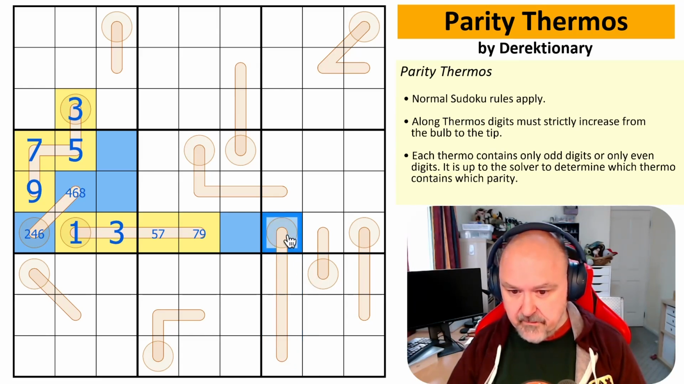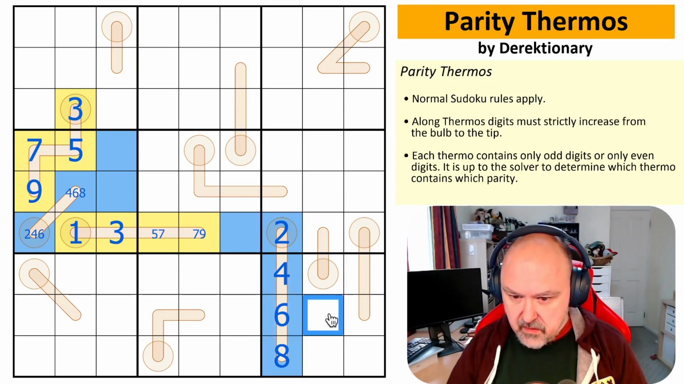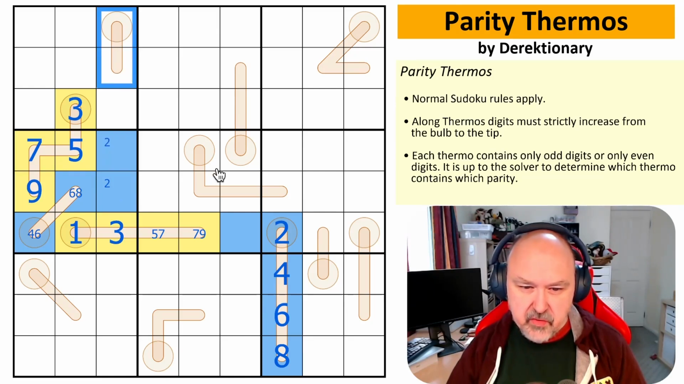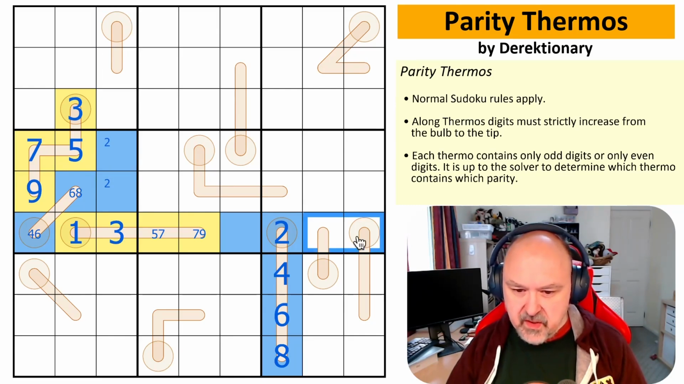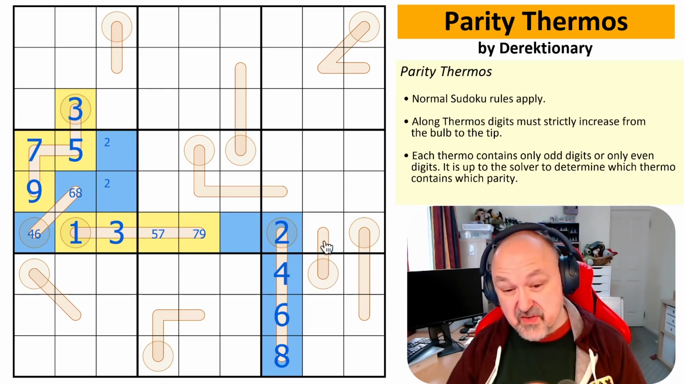So that is even. And this is a 4-cell long even. This is 2, 4, 6, and 8. So this is not 2 anymore. So this is not 4 anymore. 2 is in here. That could still be even. Maybe. So this could go 5, 7, 9. Or this could actually be 5, 7, or 9. And that could be the other odd. But one of those is even.